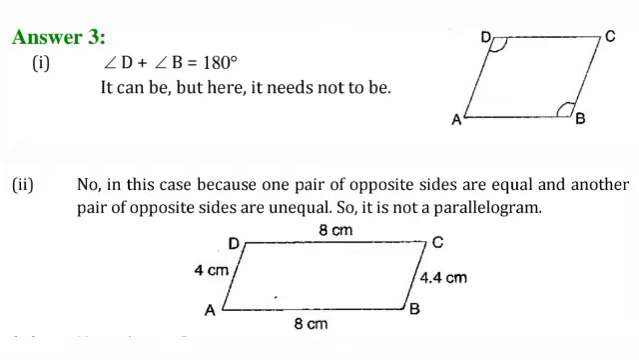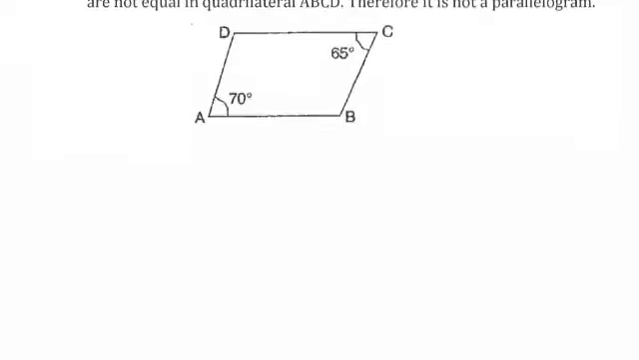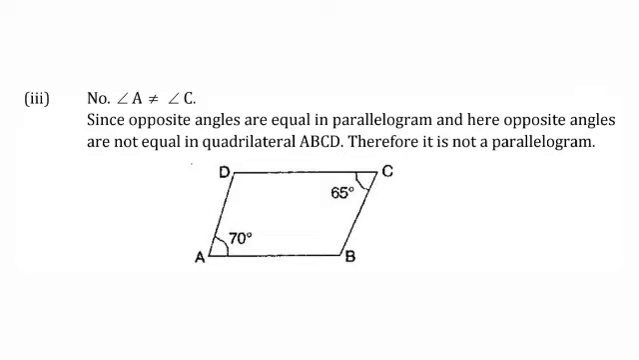Second one, they have given AB and DC equal to 8 centimeters and AD they have given 4 centimeters, and BC also should be 4, but here 4.4 they have given. In a parallelogram, opposite sides are equal and parallel. But here AD is not equal to BC. So therefore ABCD is not a parallelogram. In a parallelogram, opposite angles should be equal. But here angle A is 70 degrees, angle C 65 they have given. So it is not equal. So therefore, this is not a parallelogram.